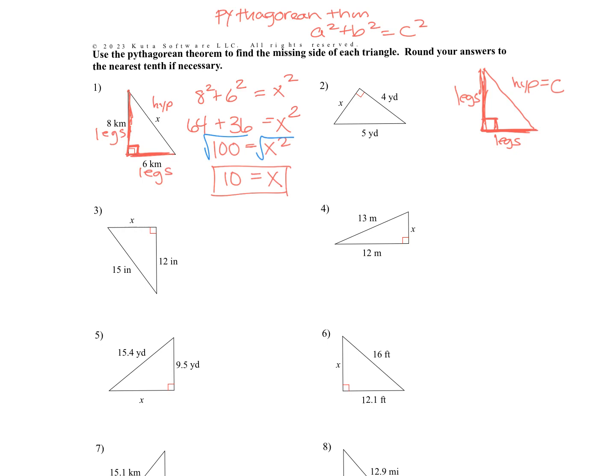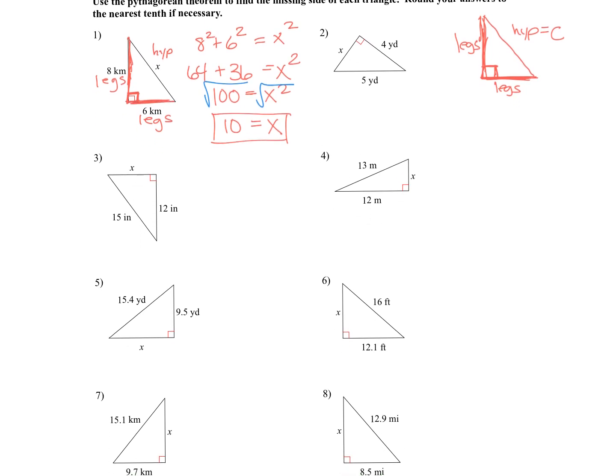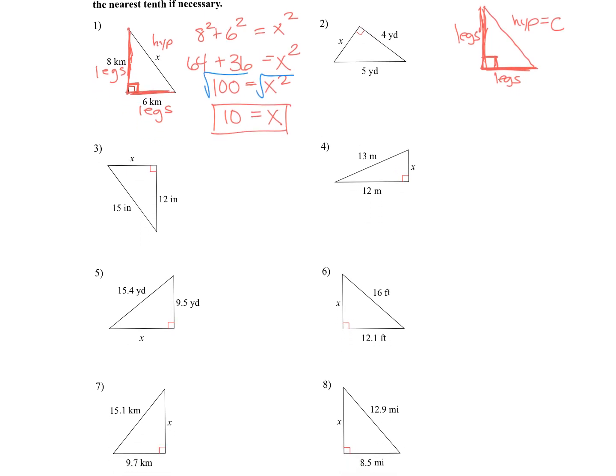So let's jump down and look at another problem. So on this problem, let's take a look at number 5. On number 5, my two perpendicular legs are the 9.5 and the x. This time my variable is one of my two perpendicular legs making the L shape. So my A and my B are the 9.5 and the x. That leaves my hypotenuse, my C, to be 15.4.